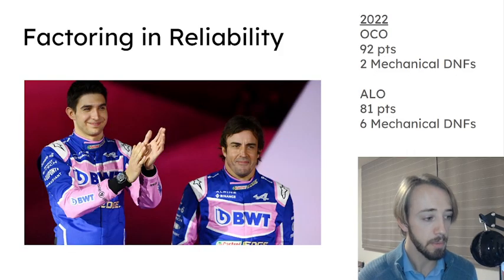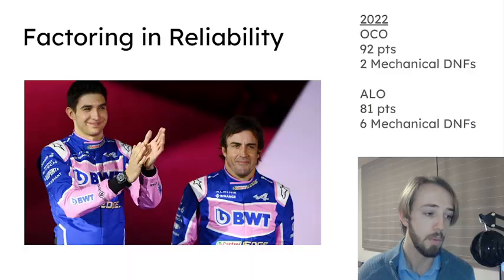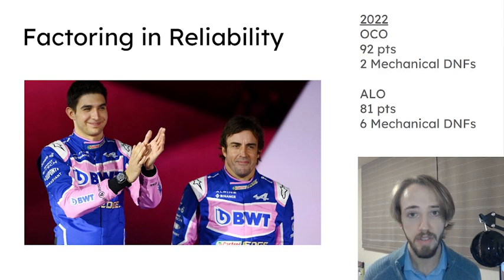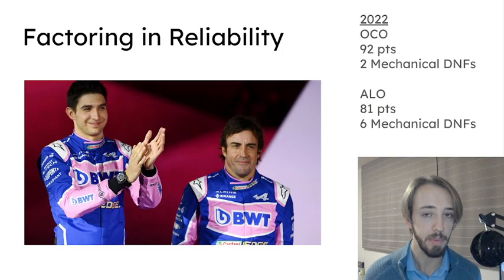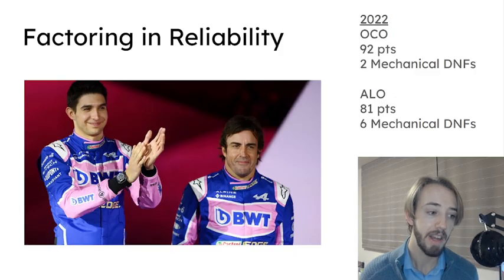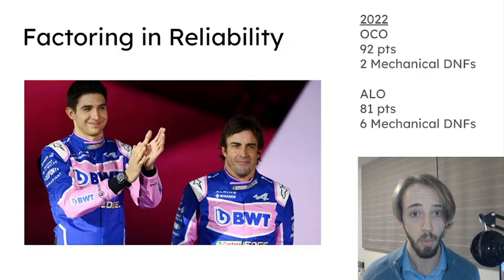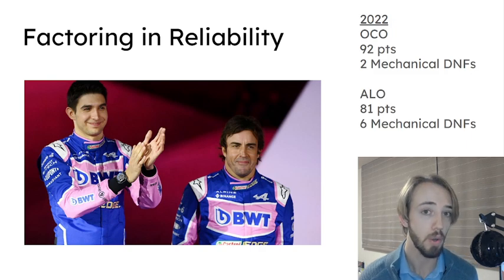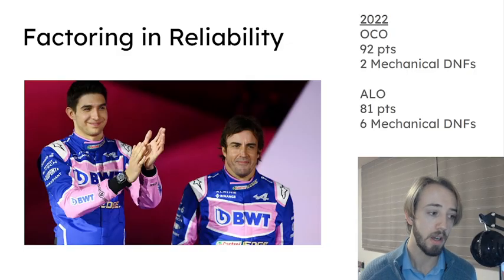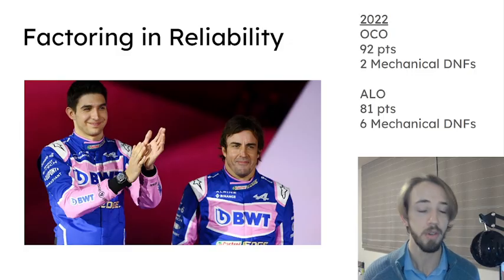Now, another example, a bit more recent, is Alpine in 2022 with Ocon and Alonso. Ocon finished the season with 92 points and only 2 mechanical DNFs, whereas his outgoing teammate, Fernando Alonso, had 81 points, only 11 points behind, but he had 6 mechanical DNFs, 4 more than his teammate, and that was a pretty good car, so he almost certainly would have lost quite a few points there. So being able to take reliability into account is really important, especially when you have massive disparities between teammates.